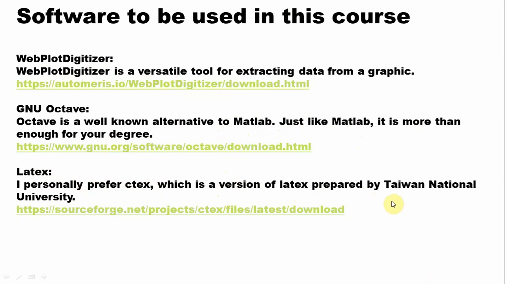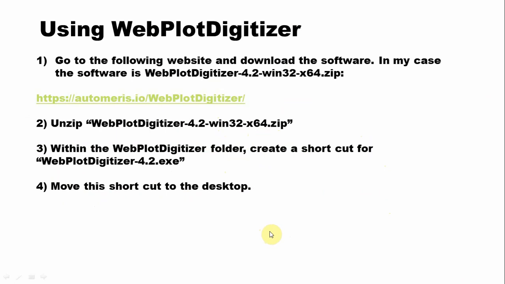In the description section of this video, I've already included all the download links for this software. All you need to do is to go into these download links. And I have also included the installation procedures as well. You just follow these installation procedures and you will be able to install all this software. For instance, for WebPlotDigitizer, all you need to do is to go into this website and download the software. The software was prepared as a zip file.